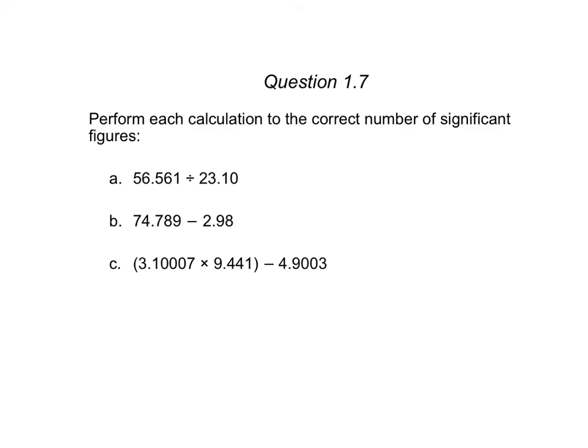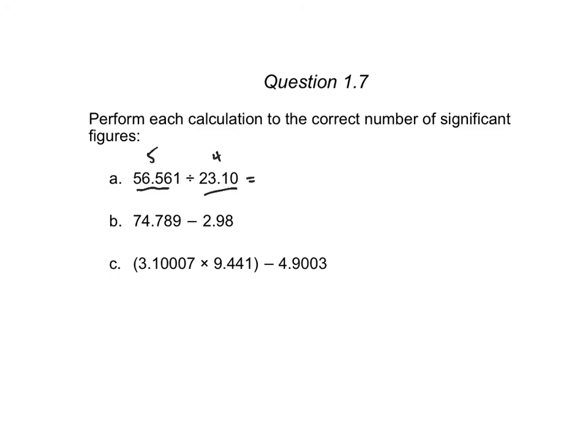All right. Okay, so for A, what arithmetic operation are we performing? We're dividing, right? So with the multiplication and division rule, the answer is going to have the same amount of sig figs as the number with the least amount of significant figures, right? So for our first number, how many sig figs does this have? This has 5. And our second, how many does this have? 4, right? The 0 is trailing. So any trailing zeros after a decimal place count as significant figures, okay?